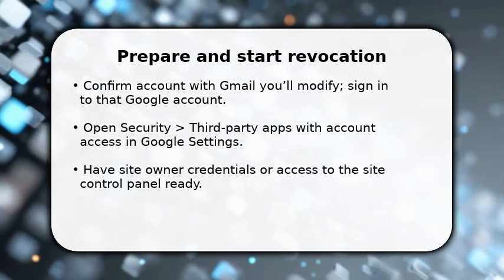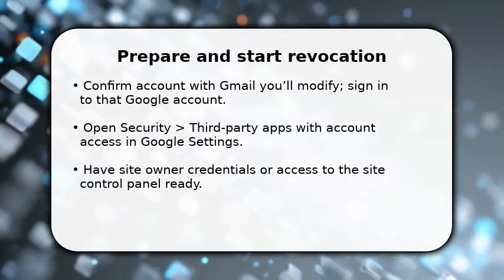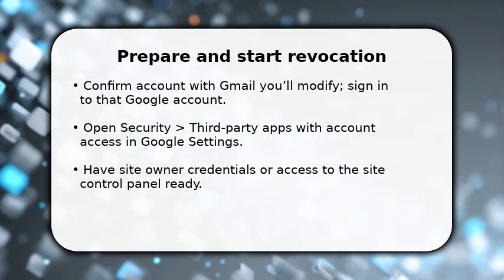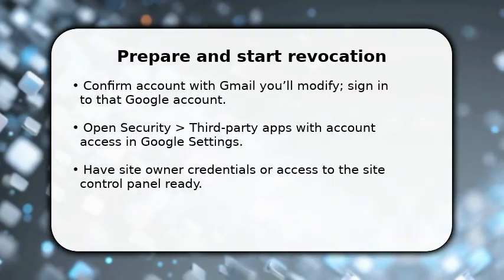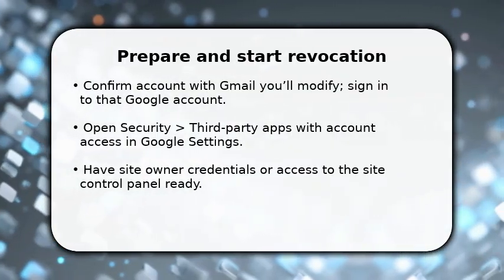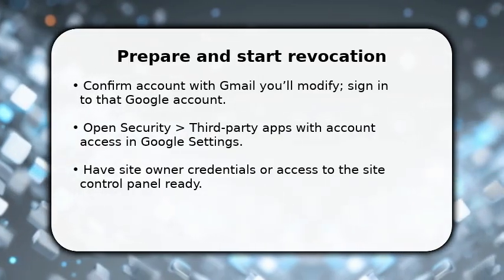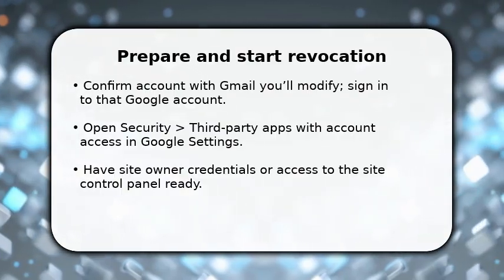You're signed into the Gmail account that a website can access. Now act. Open Google account, go to Security, then Third-Party Apps with Account Access. Once there, scan the list for the website or app name. If you see it, click to view permissions so you know which are granted. Make sure you understand whether access is OAuth token-based or API key-based, because that determines the next removal steps on the site side. Start revocation from Google first.